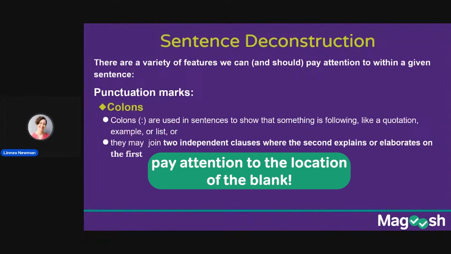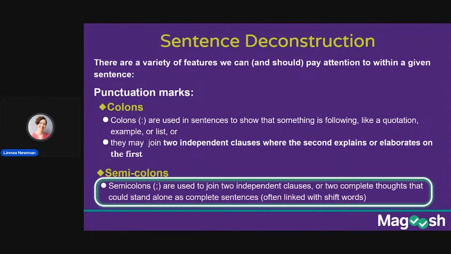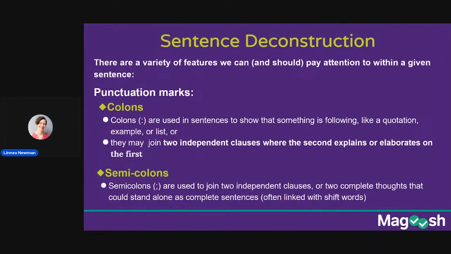The colon has a cousin, the semicolon. They are used to join two independent clauses or two complete thoughts that could stand alone as complete sentences. They're often linked with shift words. So you want to pay attention to what is around a semicolon, but similar to a colon, a semicolon often sets up something that is closely related. So depending on where that blank is, the punctuation can really help you dig into what might be very illuminating context clues.